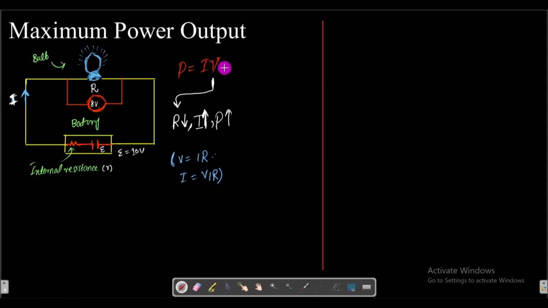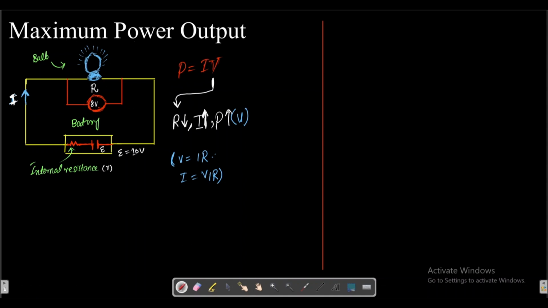the current is increased, but what happened to the voltage? In this scenario, if we reduce the resistance according to this formula, the voltage will also reduce, because they have a direct relation. So in this formula, the current is increased, but similarly the voltage also reduced. So we do not achieve the maximum power in this case.